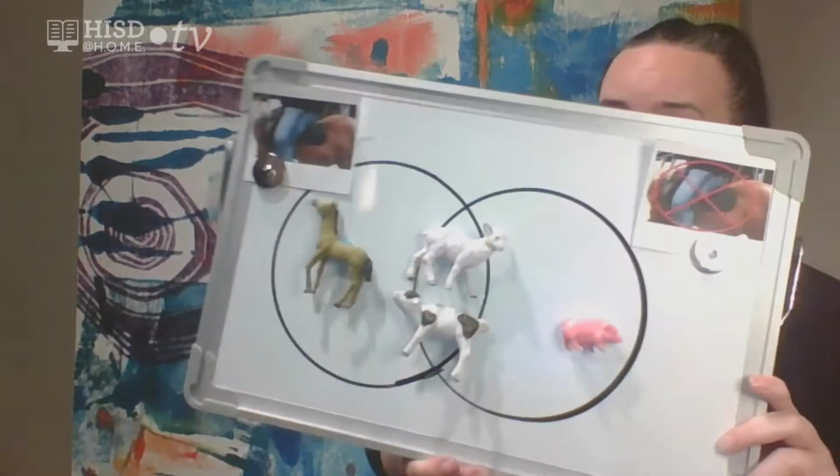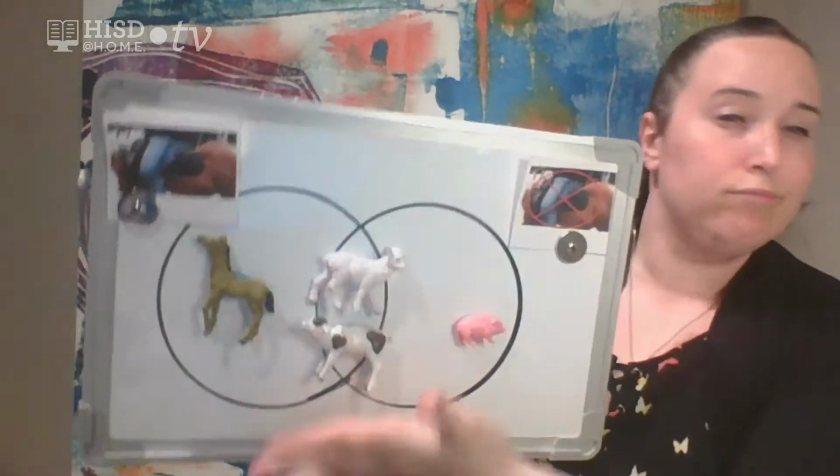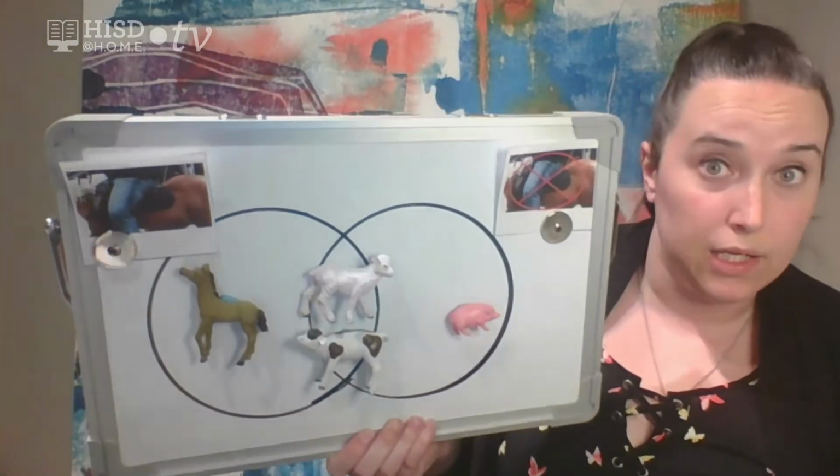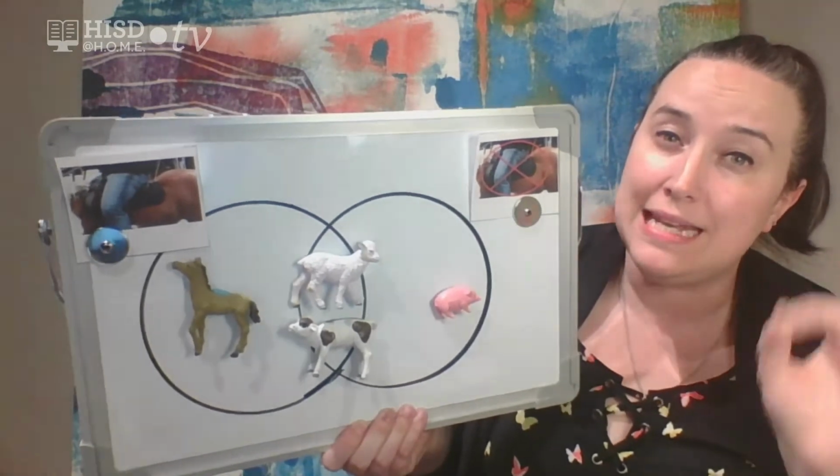So this organizing tool is called a Venn diagram. Everybody say that for me. Venn diagram.